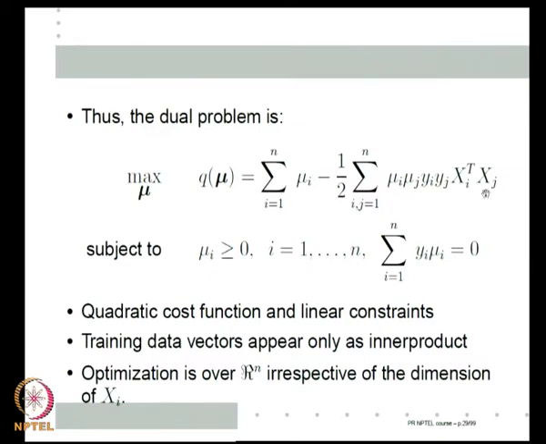The training data vectors x_i, x_j, unlike in the primal where they appear inside the constraint, appear only in the objective function. They appear only as an inner product x_i transpose x_j. The optimization variables here are mu. How many are there? N, one mu per example. So there are n Lagrange multipliers, and so the dimension of the optimization problem is n irrespective of the dimension of x. No matter what the dimension of x is, the dimension of this optimization problem equals the number of examples. We will just remember these things for later use.